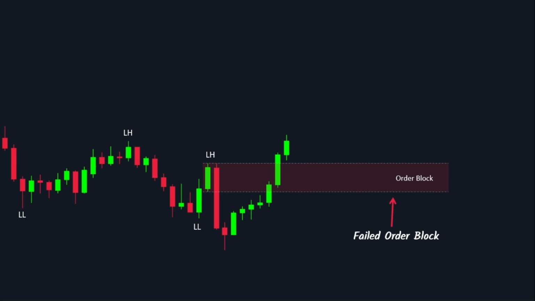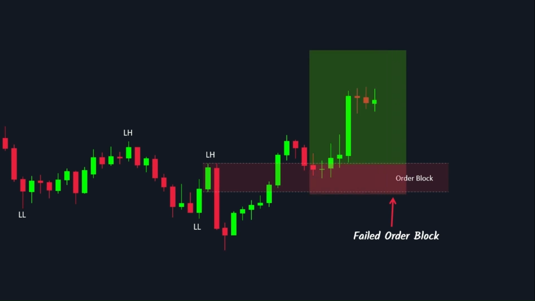A breaker block is a former order block that fails, then flips its role and becomes a high-probability entry zone in the opposite direction. A breaker block is a level institutions use to re-enter, mitigate positions, or continue the new trend.